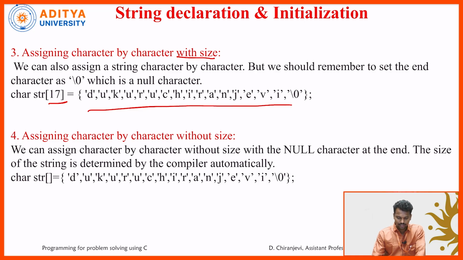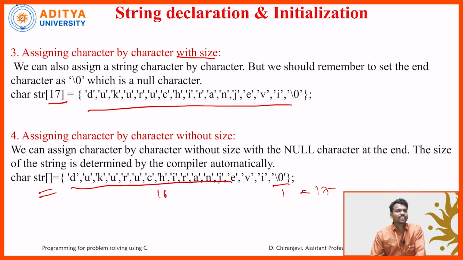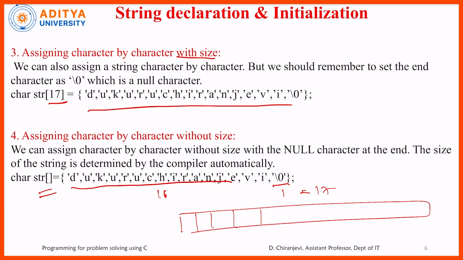The last method is assigning character by character without size. In this last method, based on the number of characters the user has given plus the null character, the compiler will automatically take the size of the string. So for Dukuru Chiranjeevi, as I said earlier, these are 16 characters plus this is 1, so a total of 17 characters. Even though you have not specified the size, the compiler will automatically take the size of the string as 17, and it will allocate memory like this. So 0 to 16.